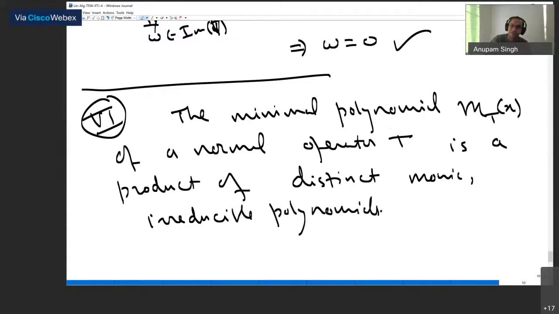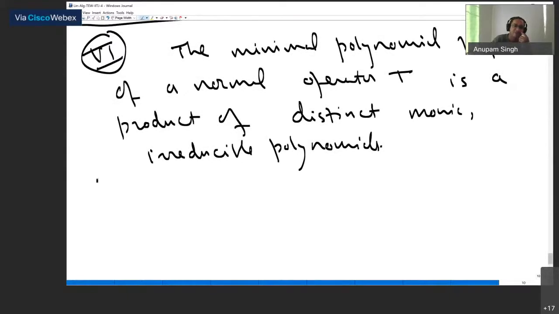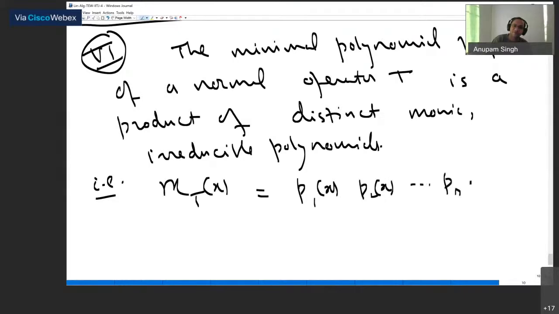This means that if you factorize m_T(x) as a product of irreducible polynomials, p1(x), p2(x), up to pr(x), then there are no powers here. I mean, the power is always 1.